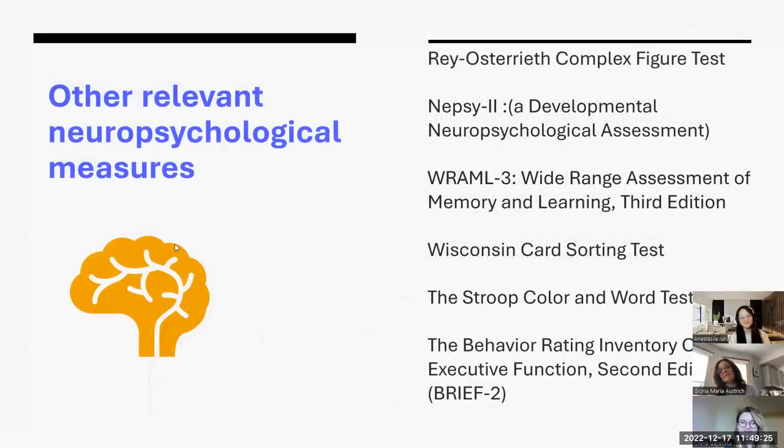And so there were others, to gain a better understanding of a child in terms of their cognitive processes, their memory, their attention, and in memory, that can be very complex too. There are other neuropsychological measures. And so one is called the Rey-Osterrieth Complex Figure Test.